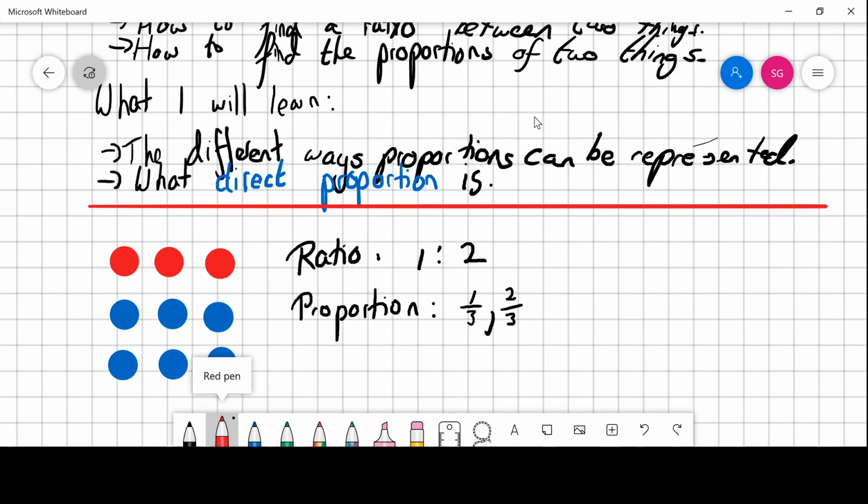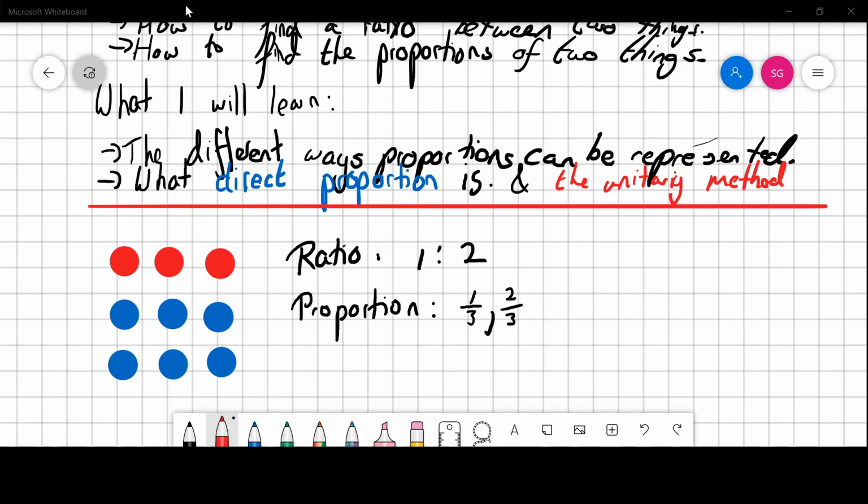Okay, so what direct proportion is, and I'm just going to write in red, the unitary method, okay? Now, I know both of those sound like scary words, but they're really not. They're fairly straightforward. So how do we approach this?